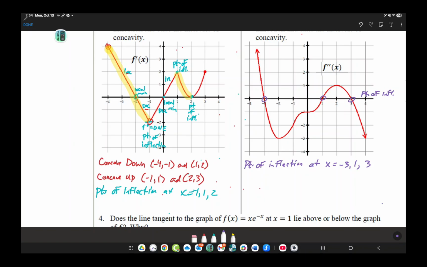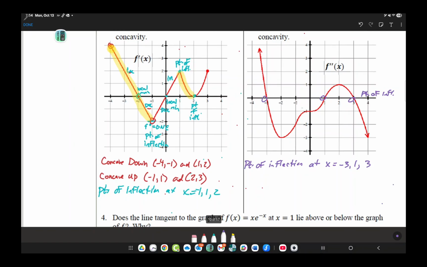Do be careful, though, because again, it does have to cross. If my graph had done this instead, this would not be a point of inflection. It does have to cross there. Okay? Because the signs do have to change from positive to negative or negative to positive. Signs do have to change. That is the requirement for a point of inflection.